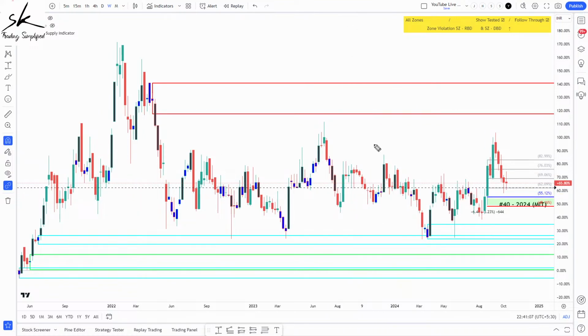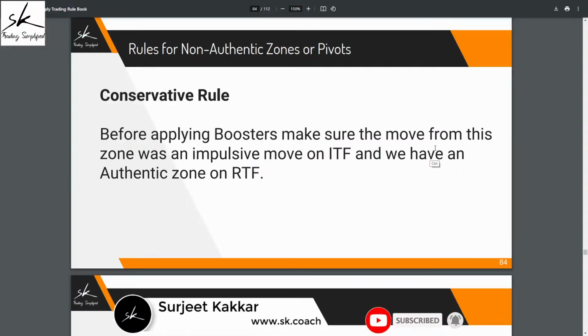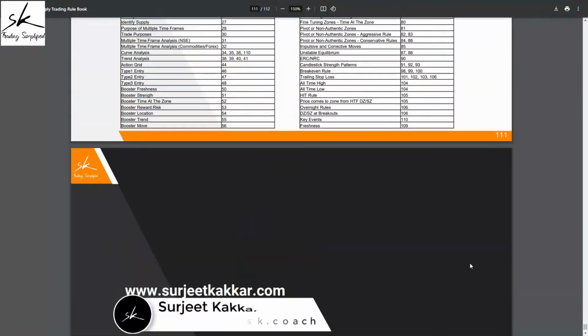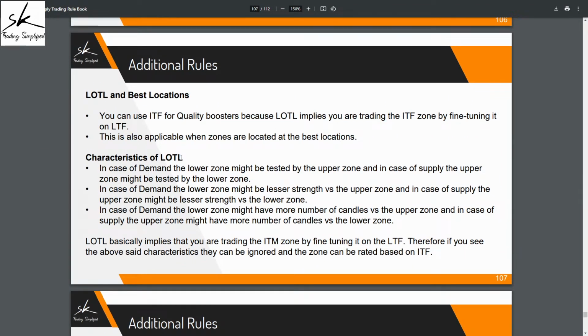So again, if you're saying that we have multiple lower time frame zones inside of my intermediate time frame zone and the lower time frame zone is already tested, yes, this is something you will see many times. And you can see I've already given this as a rule in our rule book, that these are some of the characteristics of cases of level on top of level: in case of demand, the lower zone might be tested by the upper zone. Similarly, in case of supply, the upper zone might be tested by the lower zone. So we have taken such examples in the past.